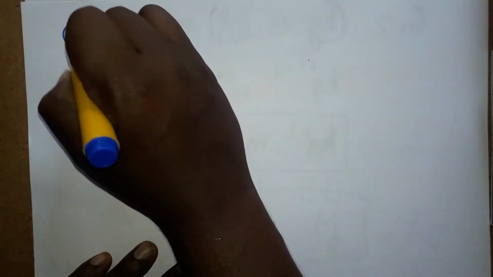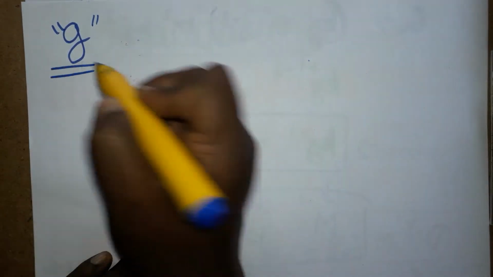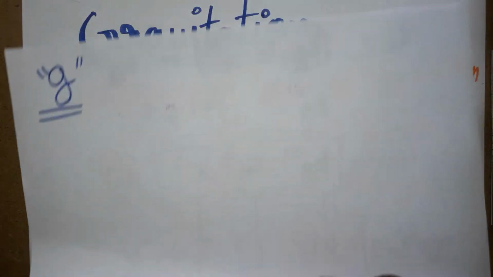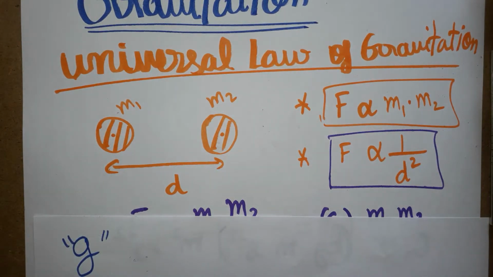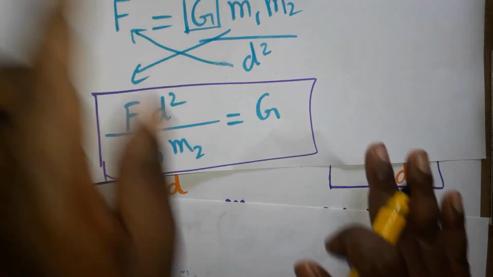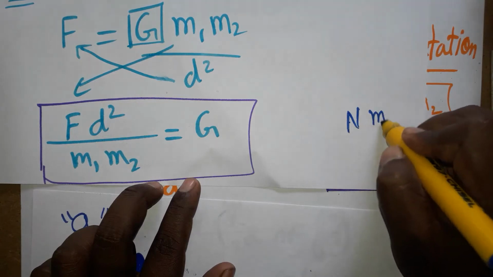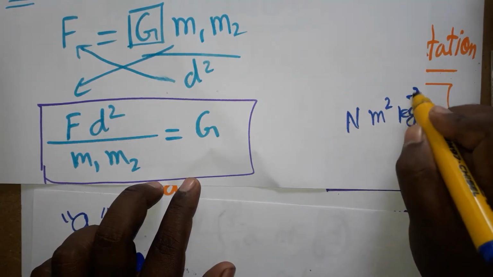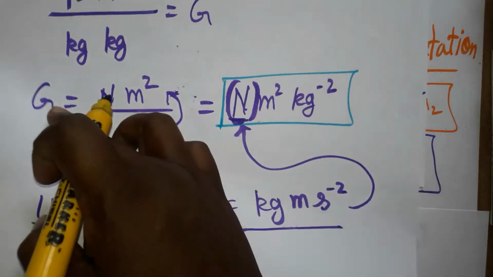Now we are going to see what small g is. Small g we can write as acceleration due to gravity. Before going to small g, let us first learn the value of capital G. Capital G is a constant value. The SI unit of capital G is Newton meter square kg minus 2. It's also one of the units; whatever unit you want, you can take it.